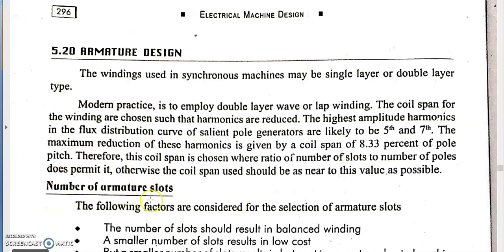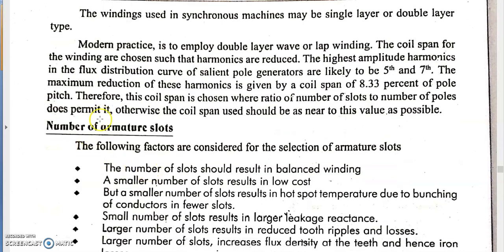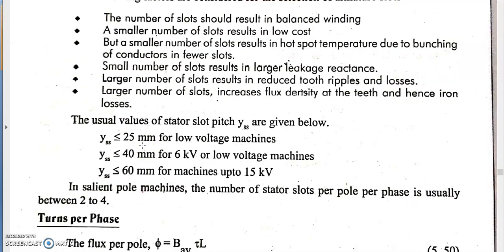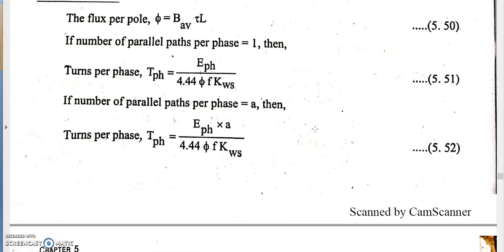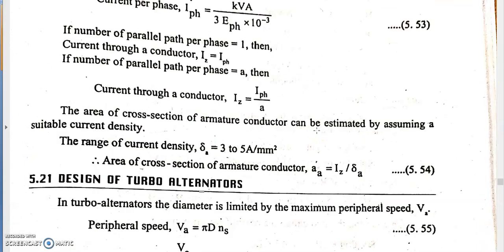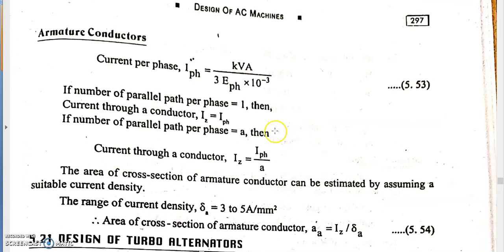Stator or armature, that is cylindrical construction. The stator design is also similar for the cylindrical pole machine. For both the cylindrical pole alternator or turbo alternator and the salient pole synchronous machine, this armature design is the same. So the number of armature slots we are calculating, slots and tooth. So the total number of armature slots we are calculating by applying the stator slot pitch and slots per pole per phase Q, and then we will be calculating the total number of turns per phase and the area of cross section of armature conductors or stator conductors. So that's all about the design of salient pole synchronous machines.